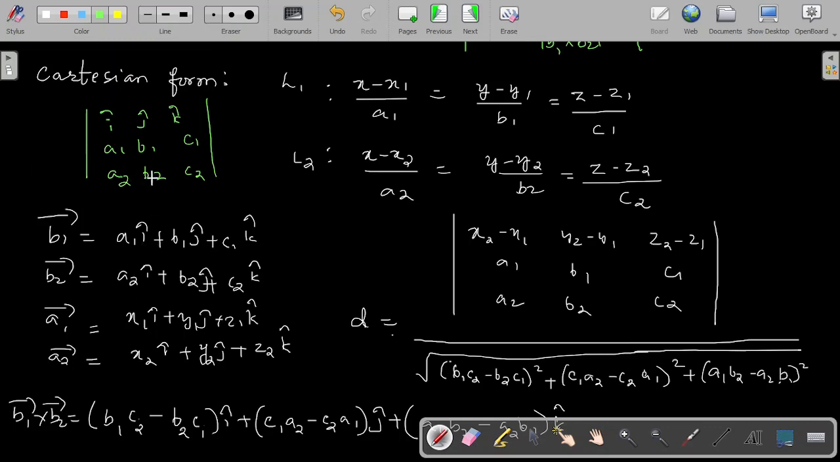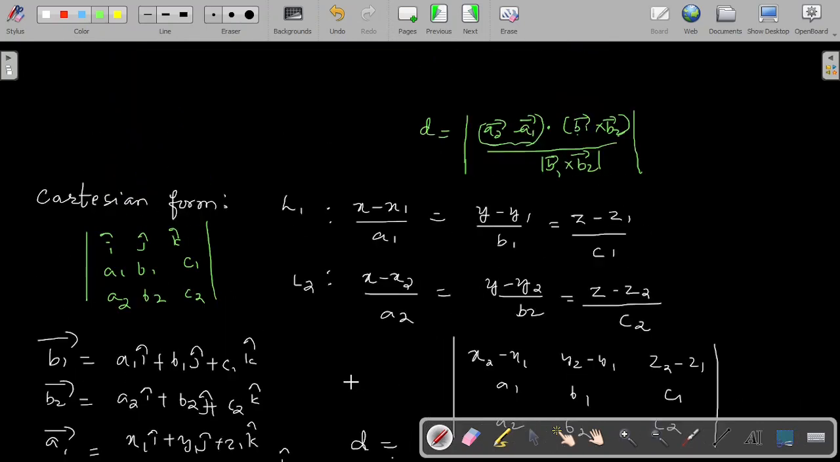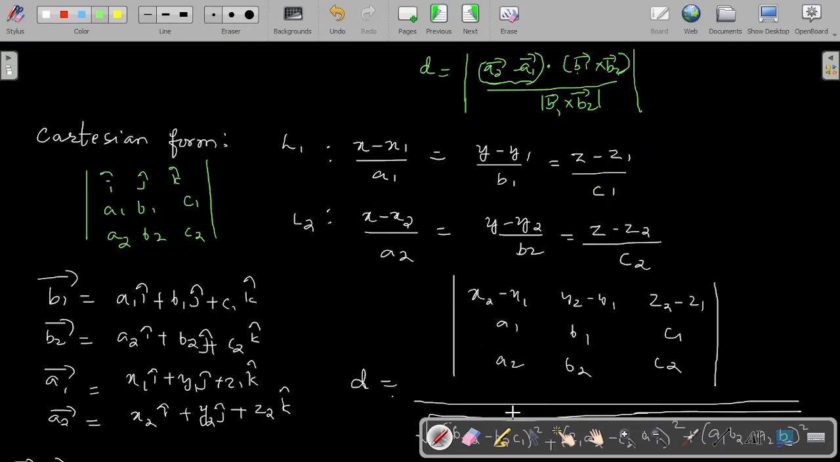So B1 vector cross B2 vector is given by the determinant of i cap, j cap, k cap, components of B1: a1, b1, c1, components of B2: a2, b2, c2. Evaluate this, you will get b1 c2 minus b2 c1. Similarly, the next two values. Substitute all these here. So this is nothing but dot product with this cross product, which is scalar triple product. That is given by the determinant of components of a2 minus a1, then components of B1 and components of B2. So a2 minus a1 components are x2 minus x1, y2 minus y1, z2 minus z1.